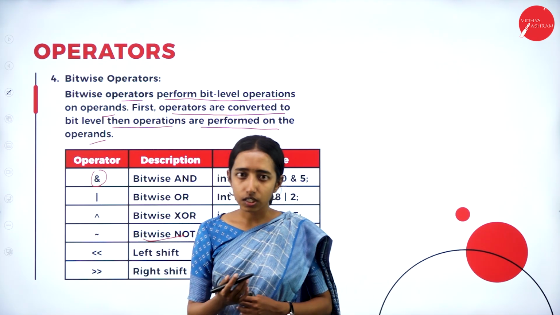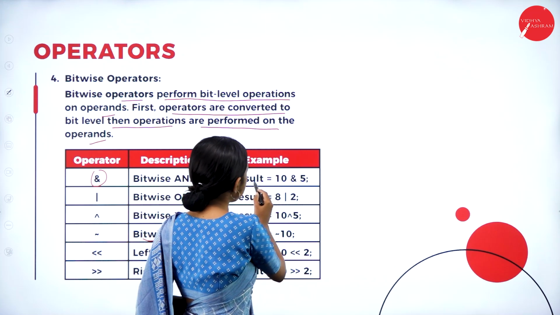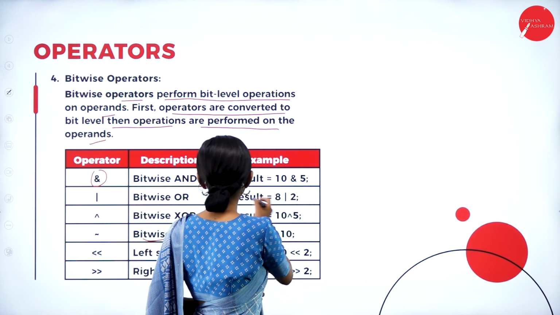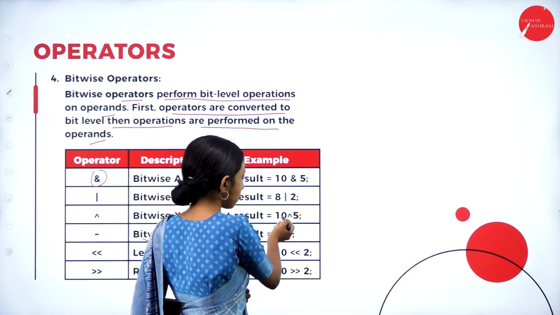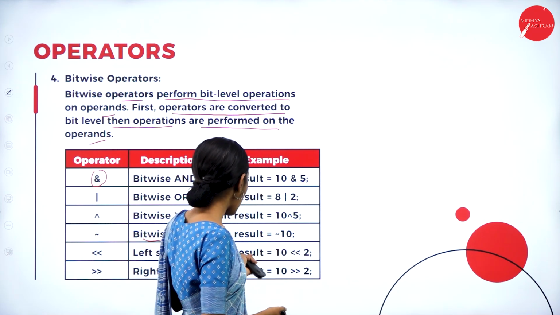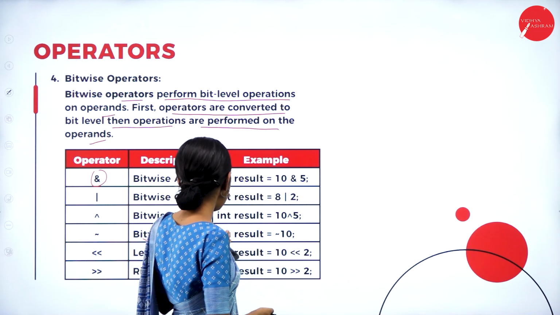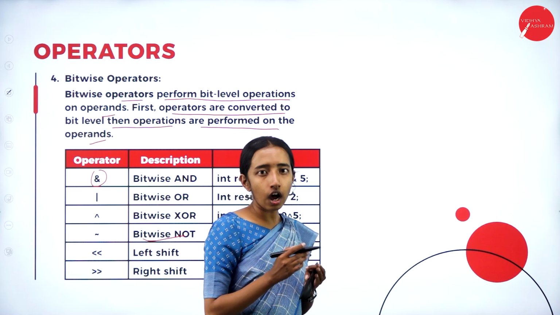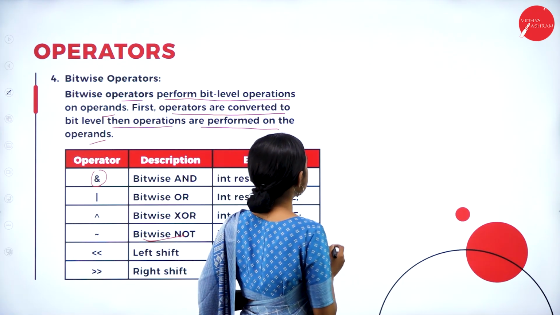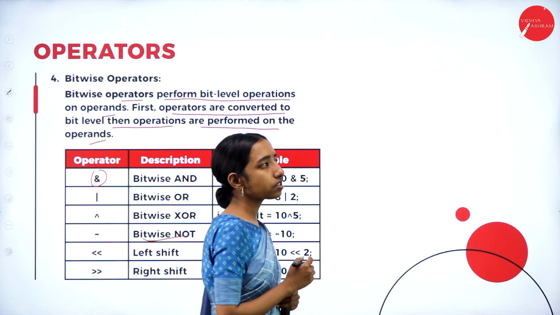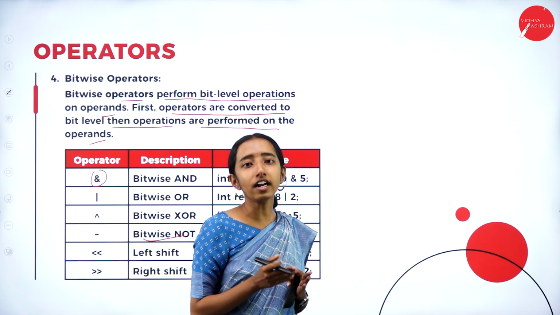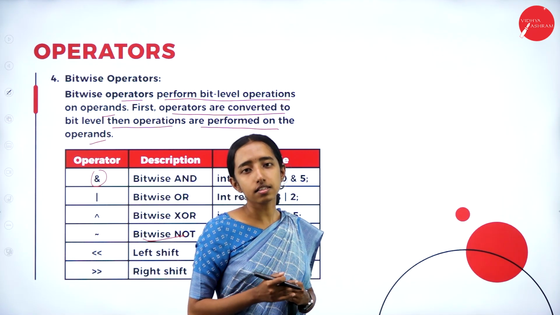For example, a small example we can see: int result equals 10 and 5, int result equals the bitwise OR of 2, int result equals 10, the bitwise XOR of 5, and we are having the bitwise NOT, left shift and right shift. So how does it work? Here we are having an example of how to write numbers in bits, how to write those numbers in zeros and ones.